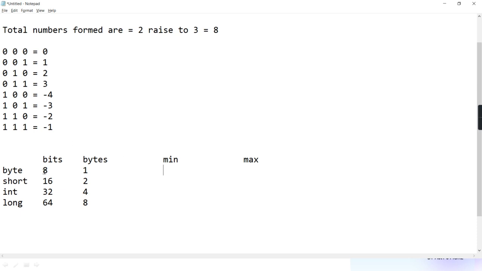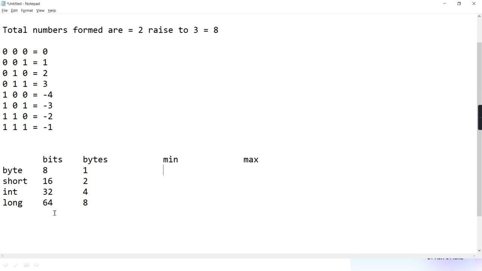In place of n, you have to substitute this 8. In place of n, you have to substitute this 16. In place of n, you have to substitute this 32. In place of n, you have to substitute that 64. And after substituting, can you tell me what will be this range and that range? What will be the minimum and what will be the maximum?